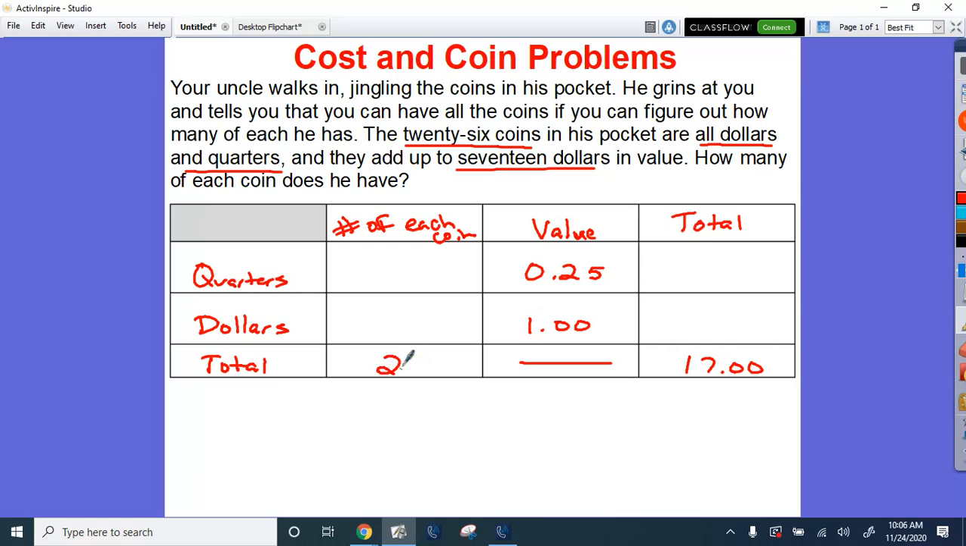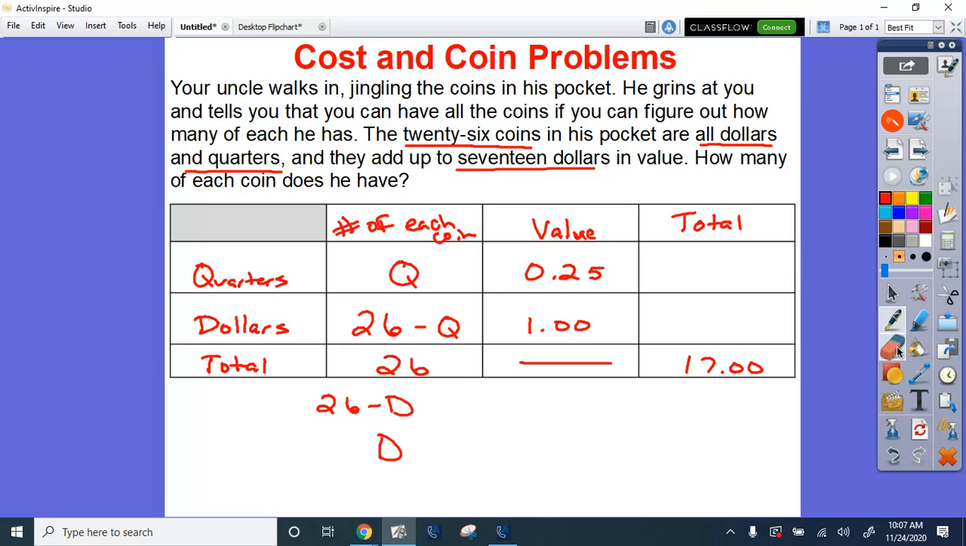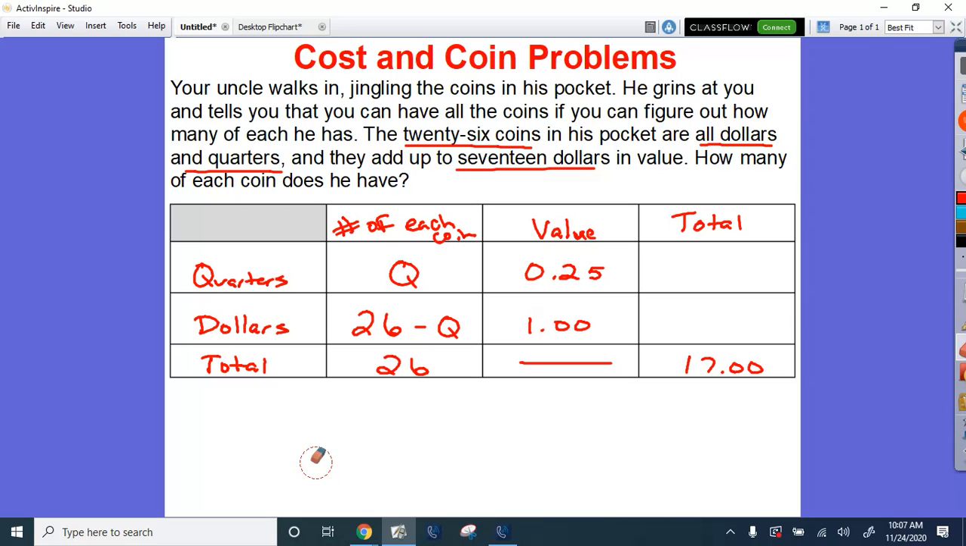We know that there's a total of 26. We're going to use that to our advantage. Okay? So I'm going to use my quarters as my variable. I don't know how many quarters there are, so I'm going to give that the variable Q. I do know then that if I have Q quarters, how would I calculate the number of dollars? I would take 26 and subtract the number of quarters from that. This could be the exact opposite if you went the other direction. You could start with D dollars, and then you would have 26 minus D for the number of quarters, okay? I just chose to write it in terms of quarters because it made my actual equation a lot simpler, okay? And you'll see what I mean in a minute, all right?